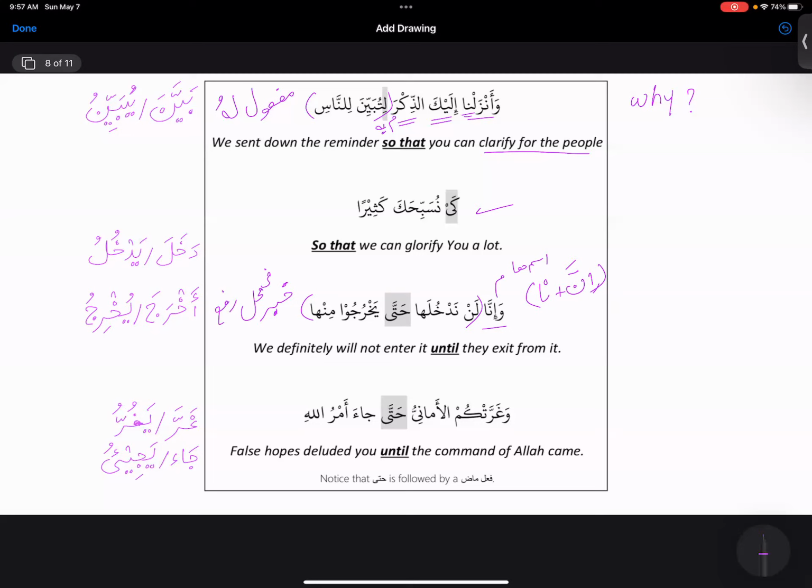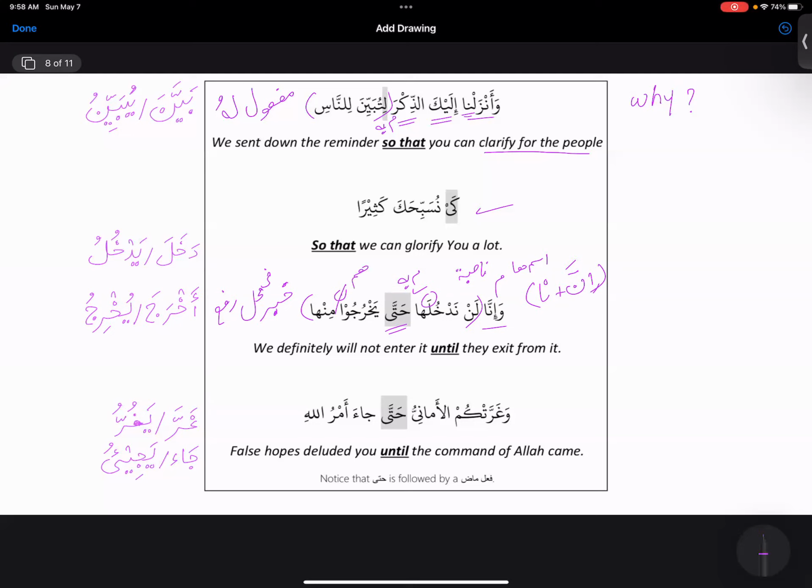Okay, and then we can further break it down. So lan is harfu nasibatul mudare, but then the word is nadkhula, with a fatha. Okay, so lan is harfu nasibatul mudare. Nadkhulaha, we're going to say mudare mansub bi lan. Very good. And what is this ha? Fa'il? Yeah, the fa'il is nahnu. Very good. And ha is mafulun bihi. And then hatta is the same thing, harfu nasibatul mudari. Yakhruju, fa'ilun mudari mansub bi hatta. Very good. And fa'il.